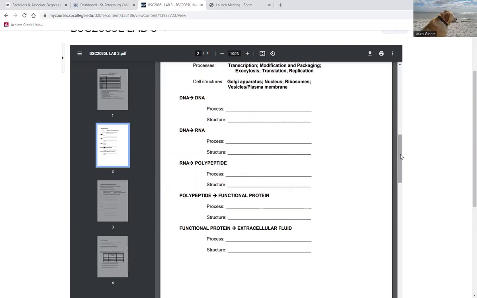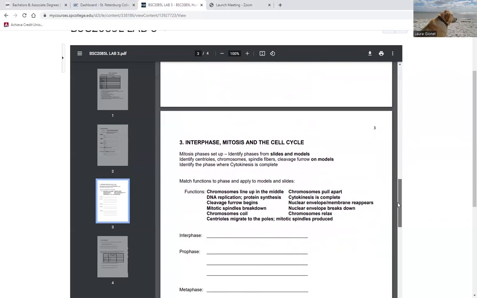Now I can point to the plasma membrane. What process of protein synthesis does this organelle contribute, or something like that? I forgot how I phrased it. And you would say exocytosis.